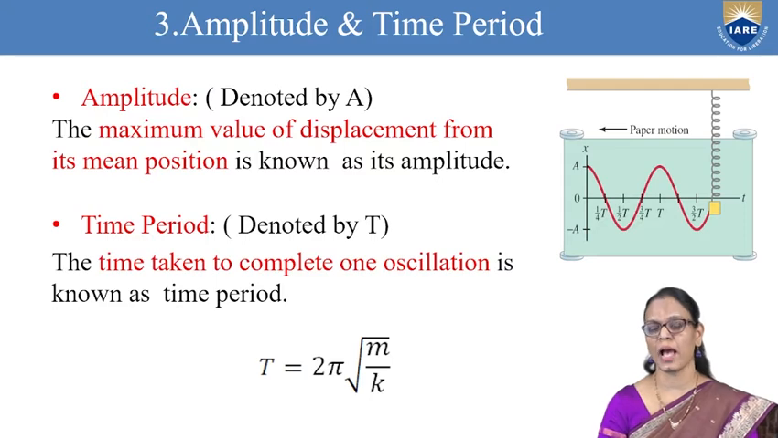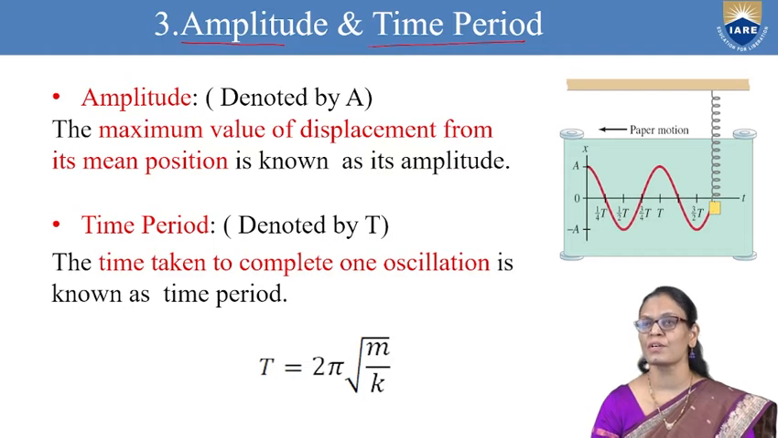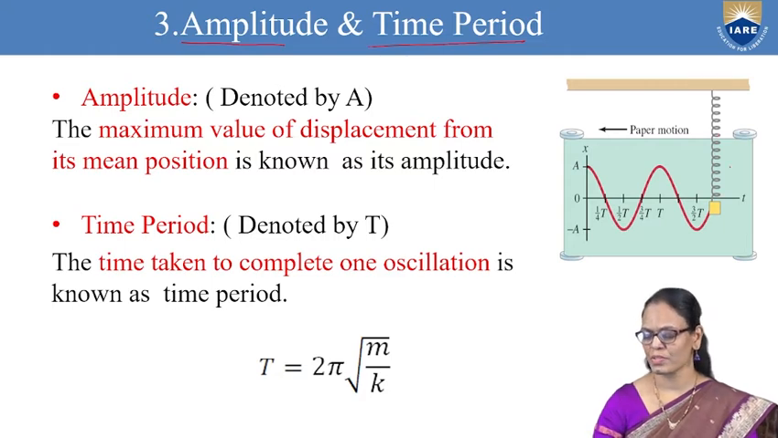Now define the terms amplitude and time period. So what is amplitude and what is time period? To understand that, we will consider the motion of an object suspended with the help of a spring. This is the mass M. Suppose we pull this mass down and leave. The mass will keep oscillating up and down about the mean position. Now when it is oscillating, we can trace the positions of this object.